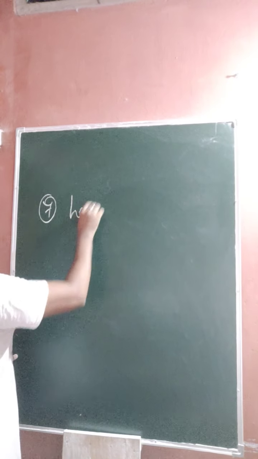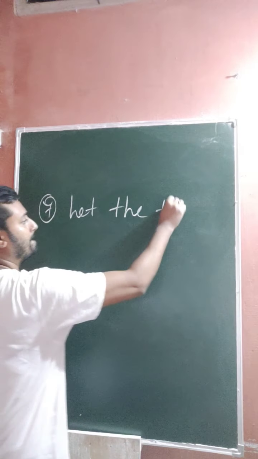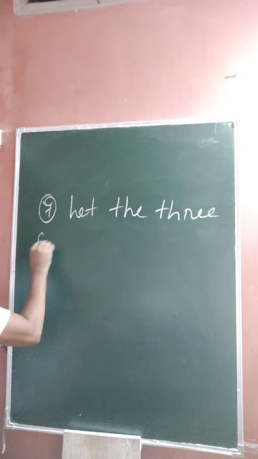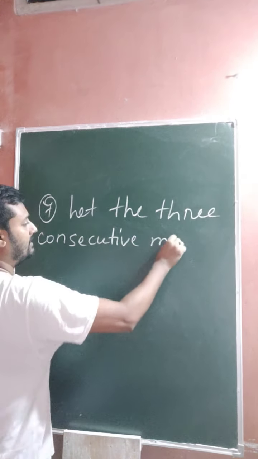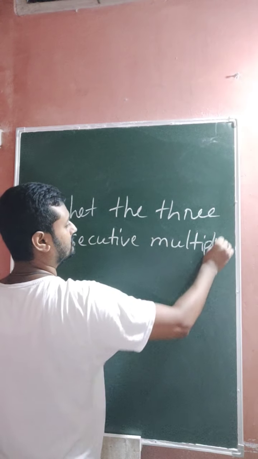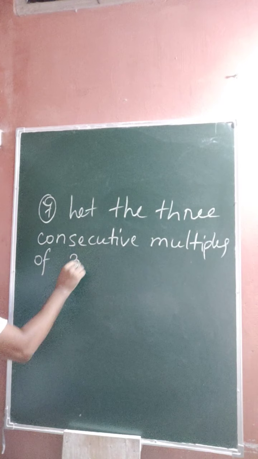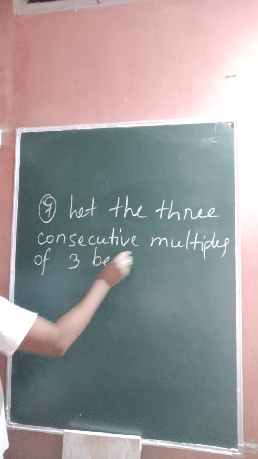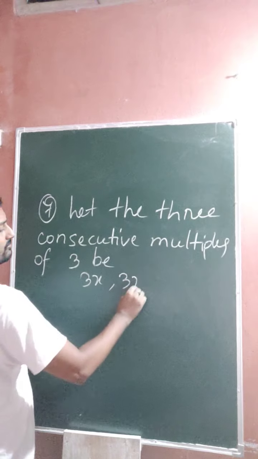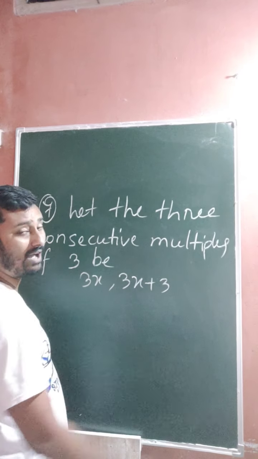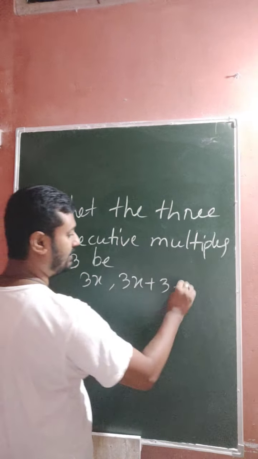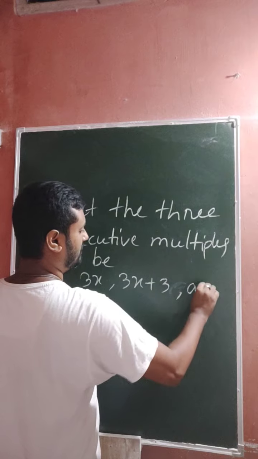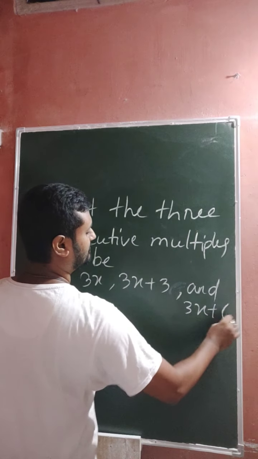Okay, so just write: let the three consecutive multiples of 3 be 3x, 3x plus 3, and 3x plus 6. Don't write 3x plus 1, then it will be wrong.